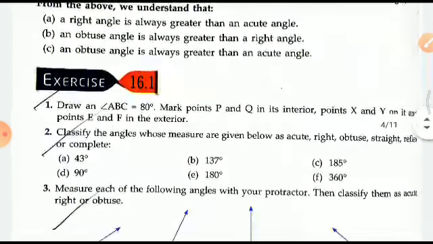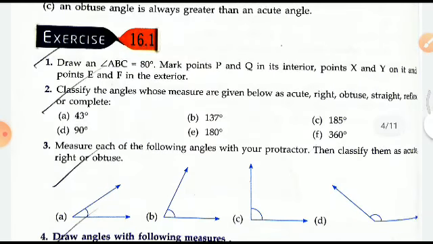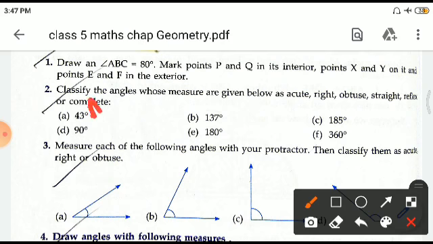See here, you need to do this exercise. The second one: see the angles whose measures are given: acute, right, obtuse, and straight. See the first one, 43 degrees, it is less than 90, so this one is acute. B, 137 degrees, it's more than 90, it's obtuse. C, 185 degrees.